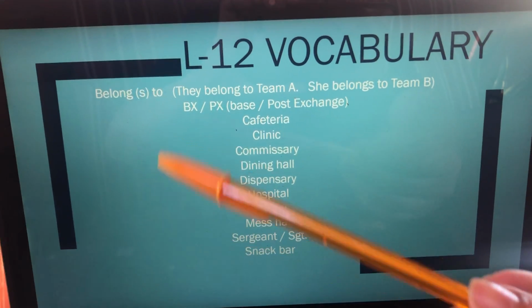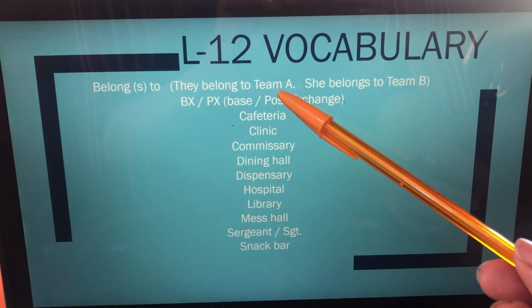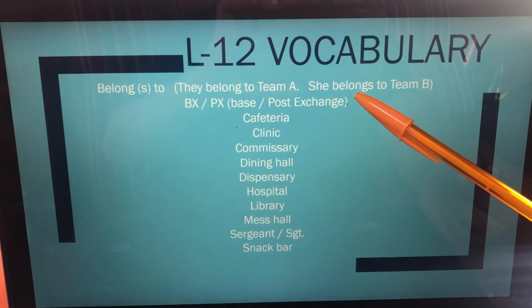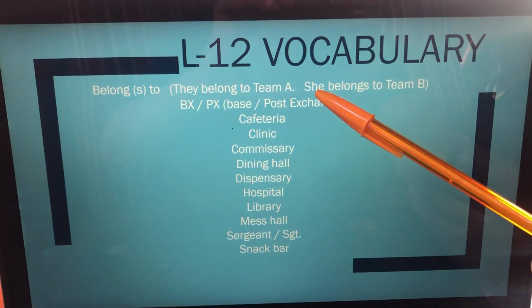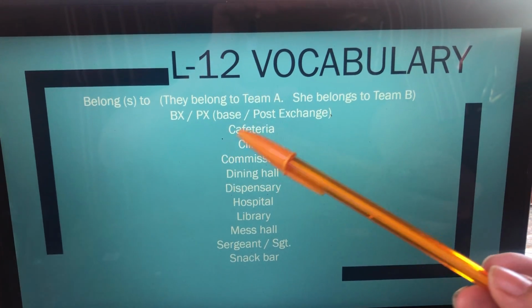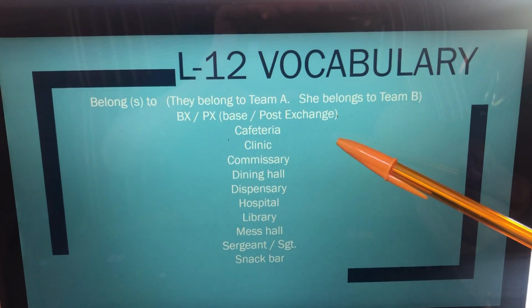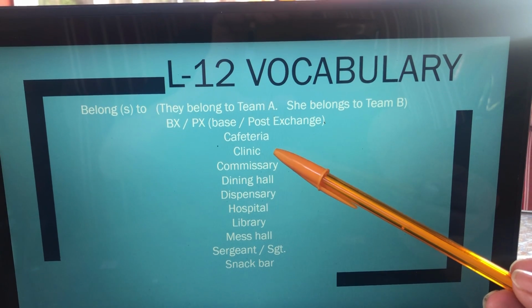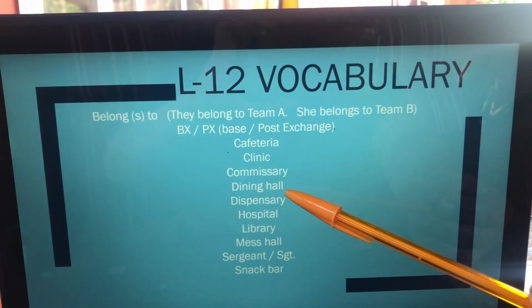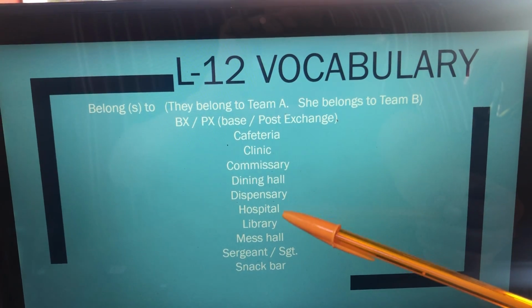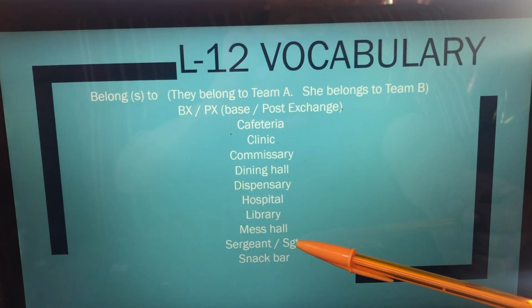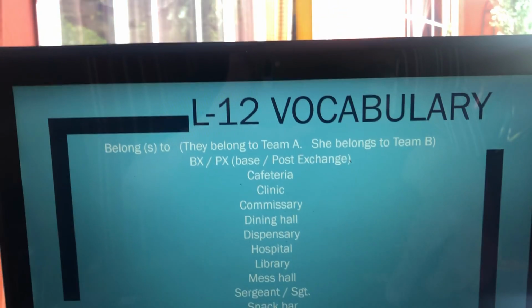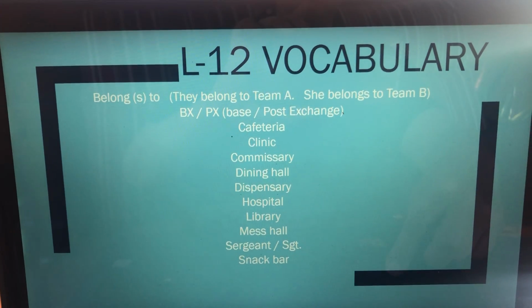Use belong to or belongs to depending on whether you are using the third person for the subject, right? For example, she belongs to VX, PX, box, exchange, cafeteria, clinic, commissary, dining hall, dispensary, hospital, library, mess hall, sergeant, snack bar. Remember, mess hall is like a cafeteria for the military.